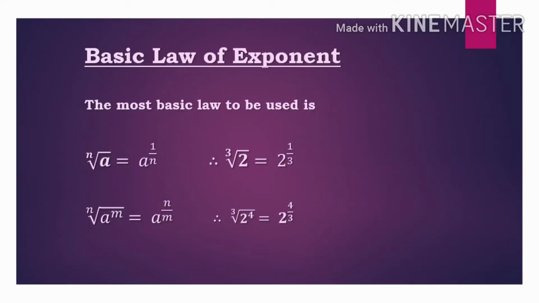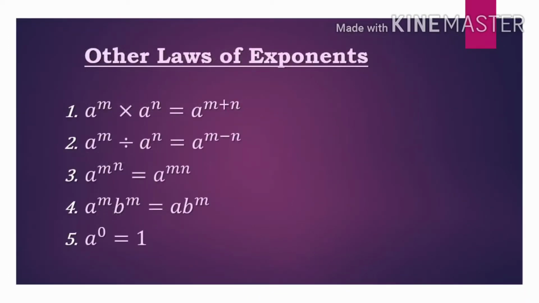And using this very law and our other laws, which you can see right now on your screen, very, very simple laws. A raised to m into a raised to n, you know that it was a raised to m plus n. A raised to m divided by a raised to n was a raised to m minus n. A raised to m whole raised to n was a raised to mn. A raised to m multiplied by b raised to m, you knew that. See here very carefully, if the powers are the same, you could combine the bases: ab raised to m. And our very important a raised to 0 is equal to 1.